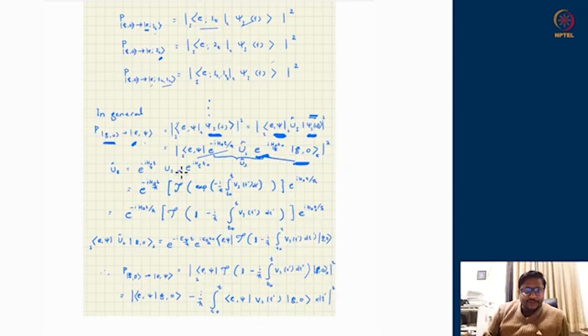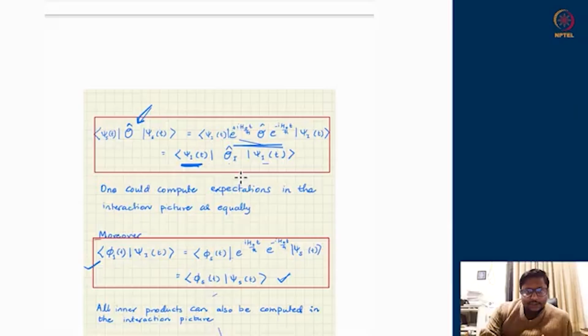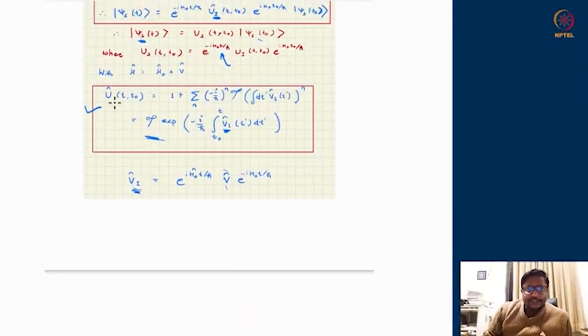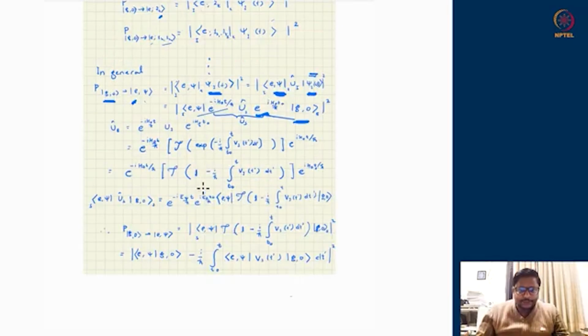Now let us use the definition of the interaction unitary. The interaction unitary, as we recall, was the time ordered exponential of Vi. Let us go to the previous slide and see it with clarity once more: this was the interaction unitary, the time ordered exponential of Vi, where Vi is just the perturbation Hamiltonian squeezed between the unitaries of the free Hamiltonian. This Vi, which has appeared over here, is the interaction picture potential.